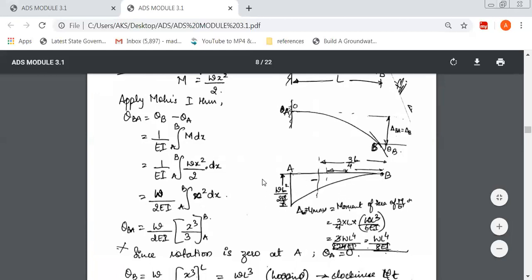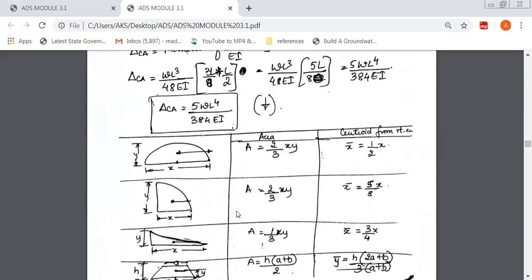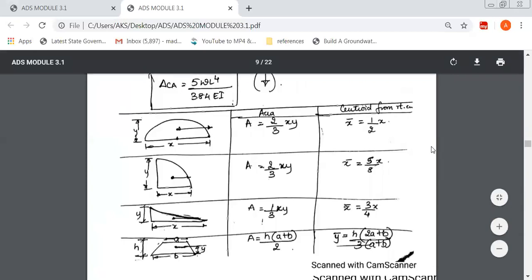Now, how to know this, I've given you a quick table. You can just check it out in this table. The first thing is a parabola, or a semicircle. For the semicircle, the area is 2/3 of x into y, and then the centroid. Check this out: the centroid is always measured from the right end, from this end. So the centroid is always half of x in the first case.